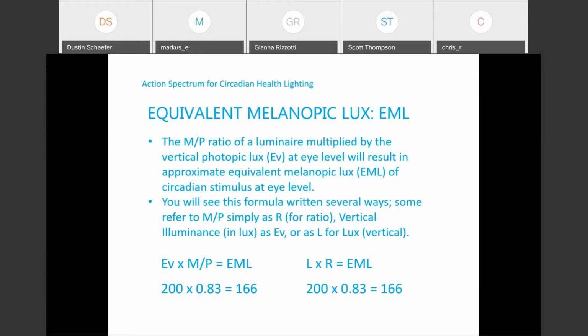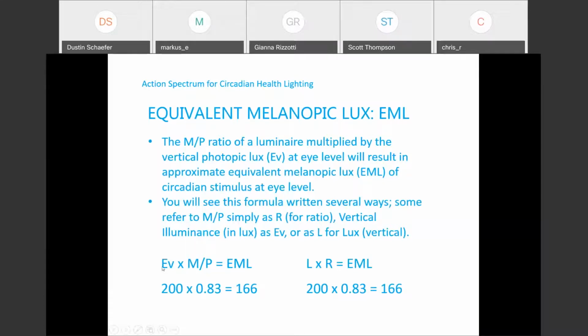So equivalent melanopic lux, EML, is the MP ratio of a luminaire multiplied by the vertical photopic light, abbreviated EV for vertical at eye level, gives you the equivalent melanopic lux of circadian stimulus at eye level. The important thing is that when we measure circadian light, it's measured at eye level in a vertical plane. So this formula you'll see written a couple different ways. It's written with examples at the bottom here.